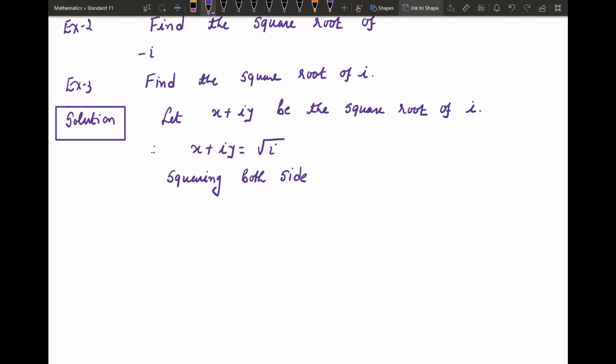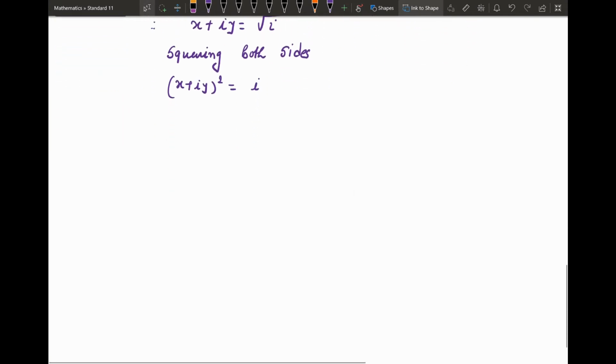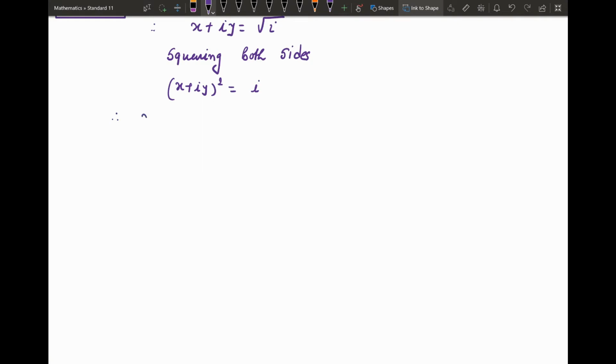Squaring both sides, x plus iy whole square. Now simplify. So this is x square. We will use i square equal to minus 1. So x square plus i square y square, that is minus y square, plus 2ixy. Right hand side, i means 0 plus 1 into i.